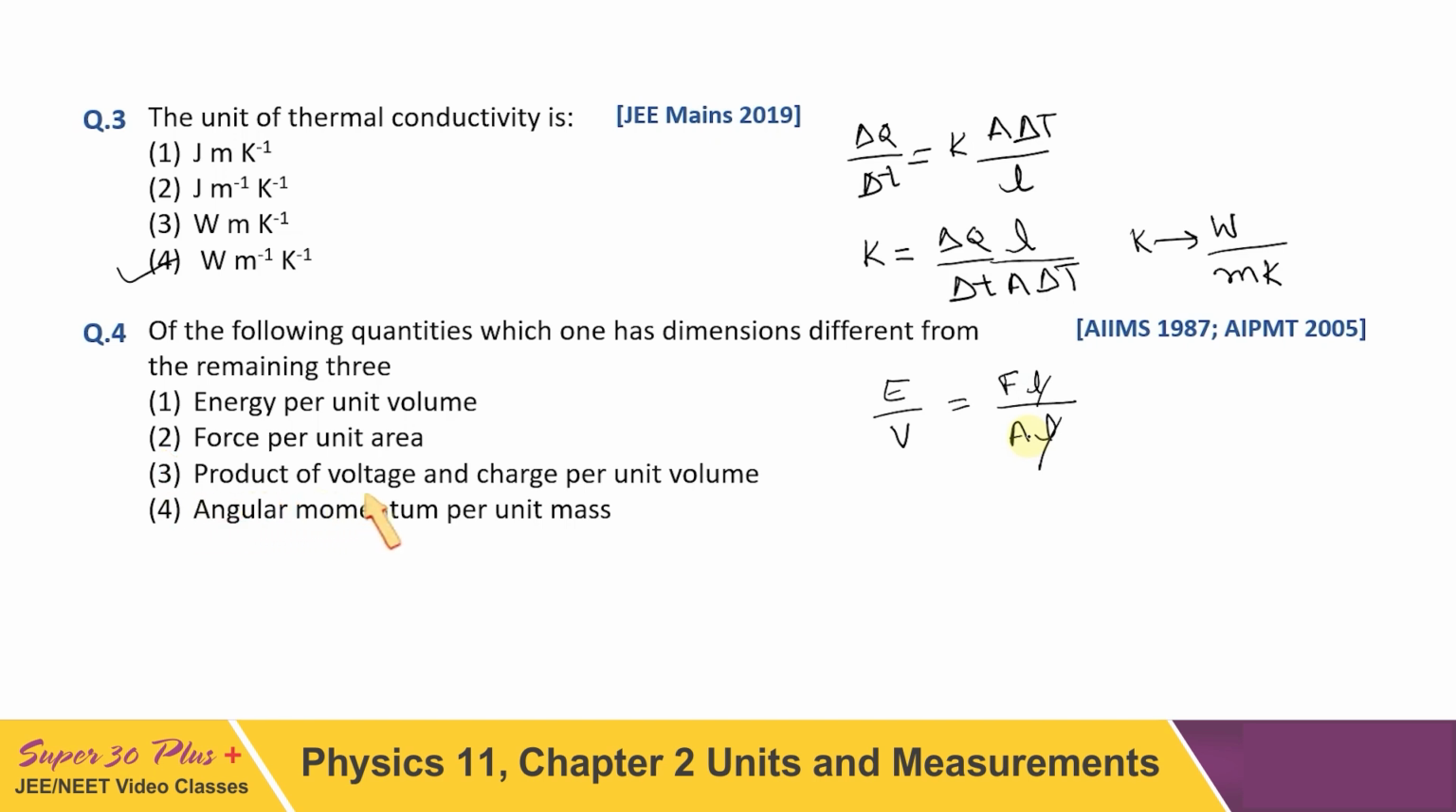Third is the product of voltage and charge. What is voltage multiplied with charge? Again this is energy, so this is equal to the first only. Now the fourth option is angular momentum per unit mass. Angular momentum, if you write, that is mvr divided by mass. The mass got cancelled, it is only v into r. This cannot be equal to energy per unit volume, because in energy per unit volume dependence of mass is there, and here in the fourth option there is no mass term involved. So this fourth option is the physical quantity which has dimension different from the remaining three.